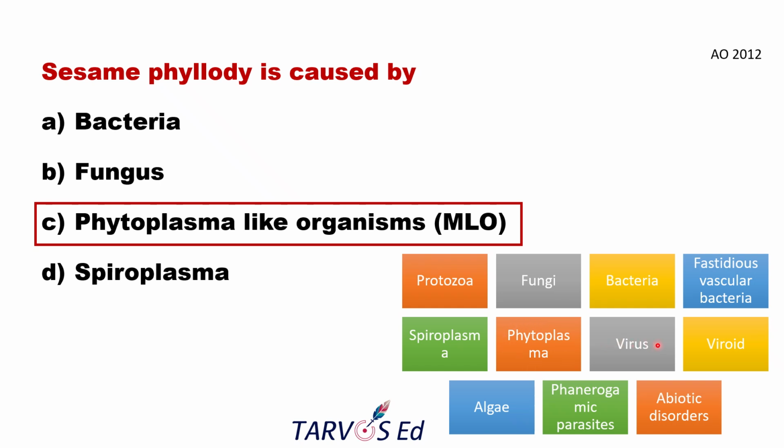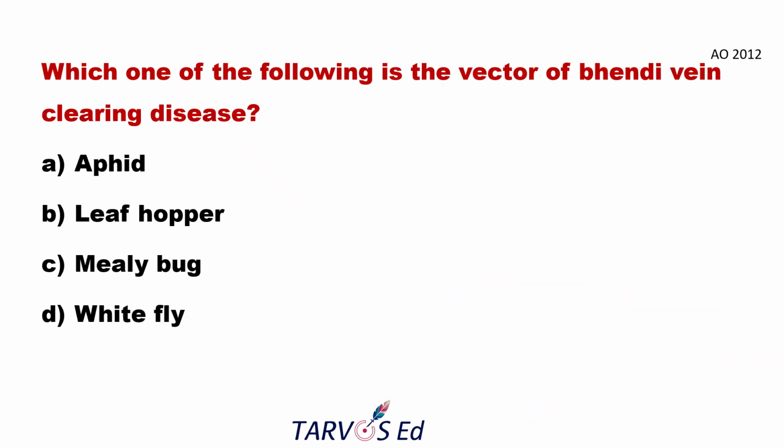Okay. Then later on, very minute than the phytoplasma and spiroplasma is virus. Okay, next one is viroid, which is smaller than the virus. Then apart from the minute organisms, algae is also an organism which causes disease. Then phanerogamic parasite also we have discussed. Then abiotic disorders. We should not say it is a disease, it is a disorder. Okay. So Sesame phyllody is caused by a phytoplasmal organism. So phytoplasma. Okay. Next. Which of the following is a vector of bhendi vein clearing disease?